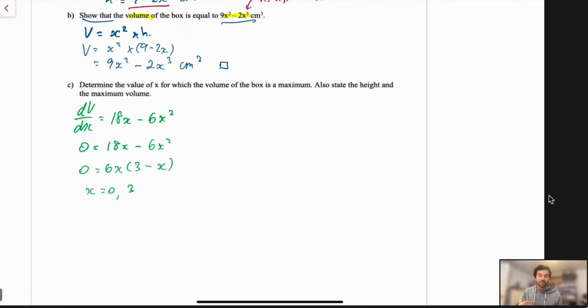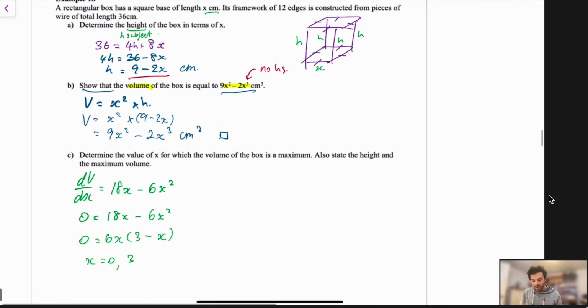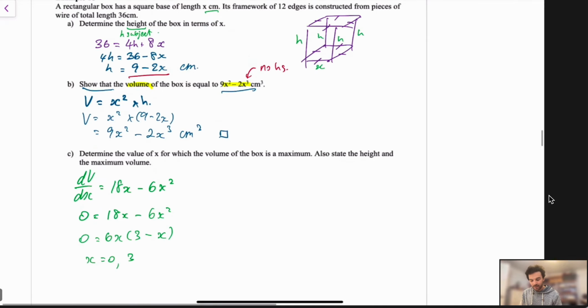Now we know that 0 probably doesn't make much sense. And if we have a look at this graph, we know it's going to be a negative cubic like that. So we're expecting x is 0 here and this one's 3 here. So we know we found the maximum.